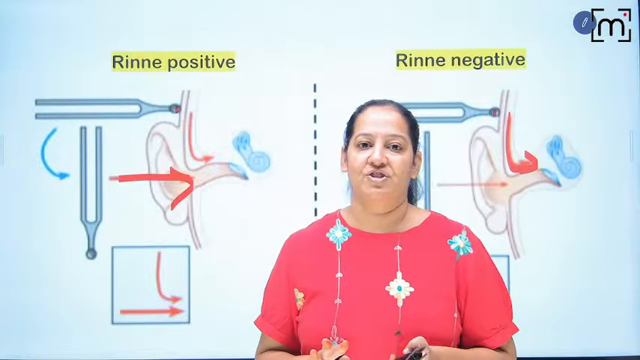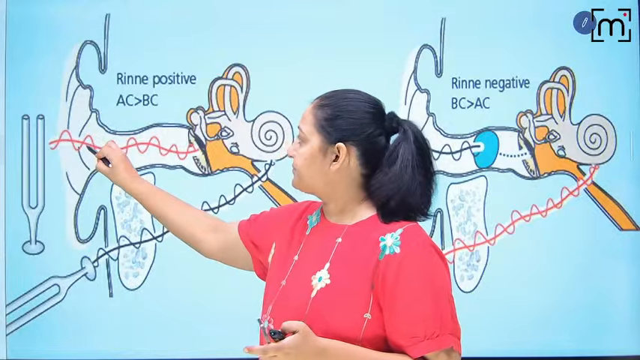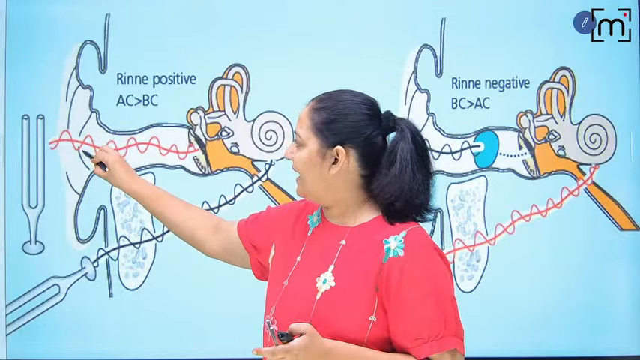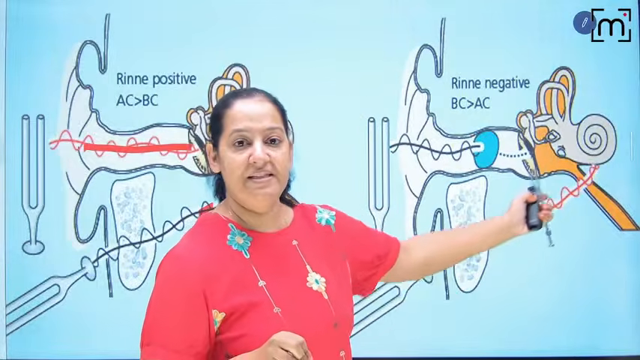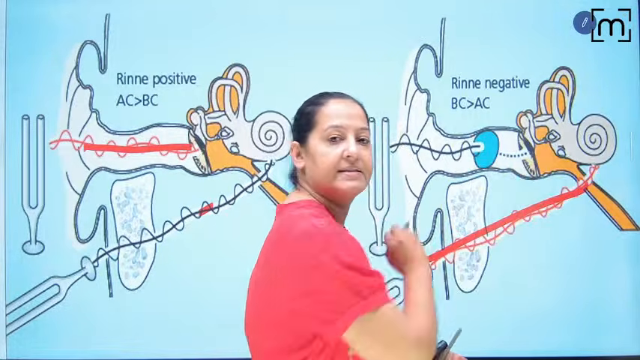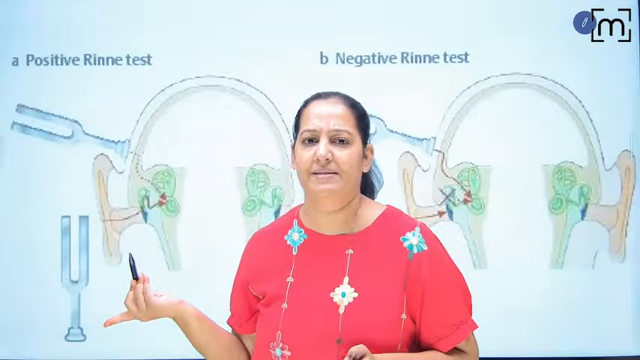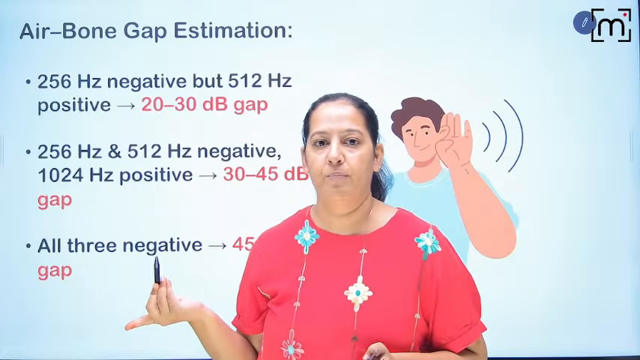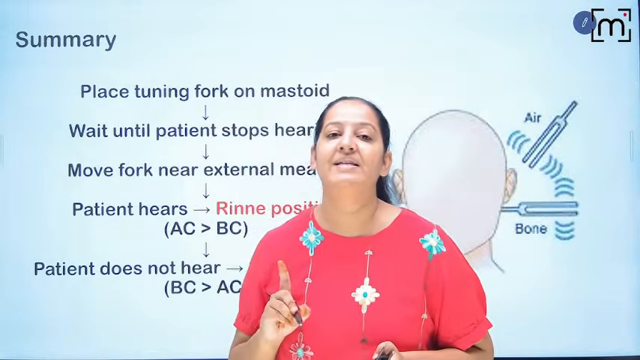So this is the interpretation. The same thing is shown over here. Here you can see AC greater than BC, and here you can see BC greater than AC. You can draw this diagram or the other diagram in your exam, the meaning is the same. I hope you got it. Yes or no? Okay, so this is how we perform Rinne's test.